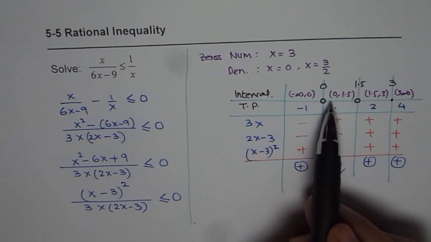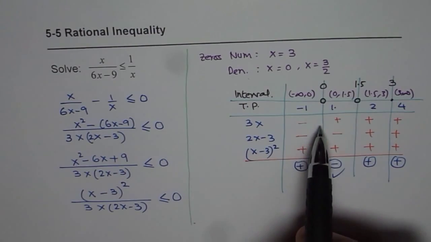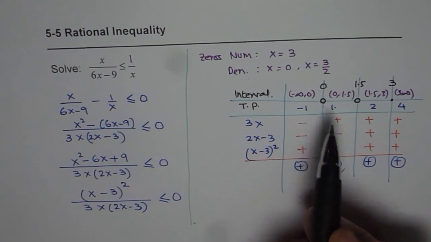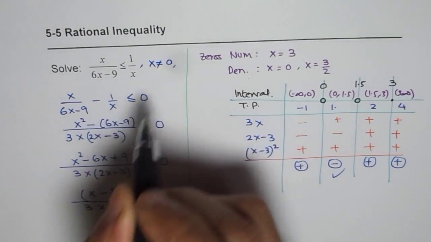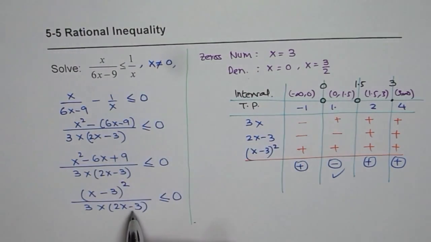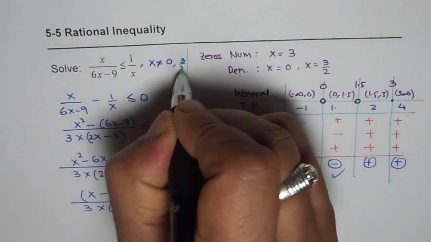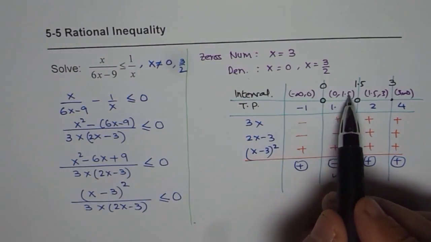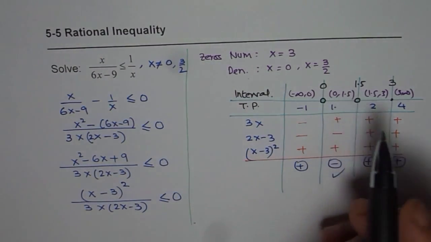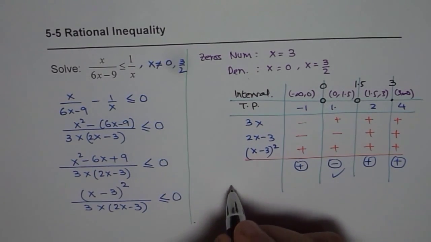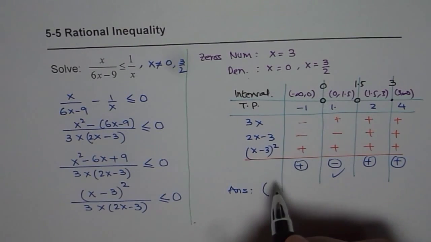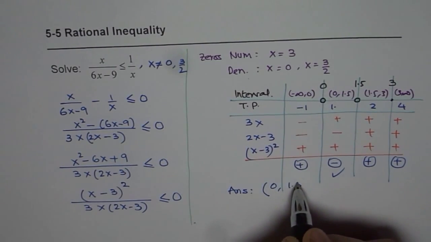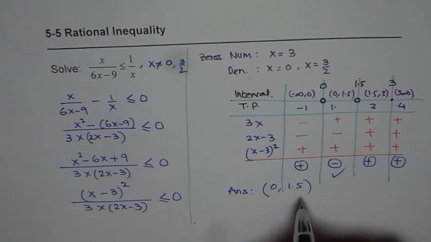Now in this interval, which is from 0 to 1.5, we have restrictions that this function has x not equal to 0 and it is also not equal to 3 over 2. So 3 over 2 is 1.5. These are not in our domain. Therefore, the solution for this inequality is from 0 to 1.5, not including them, right? So that is how we can solve it. Thank you.